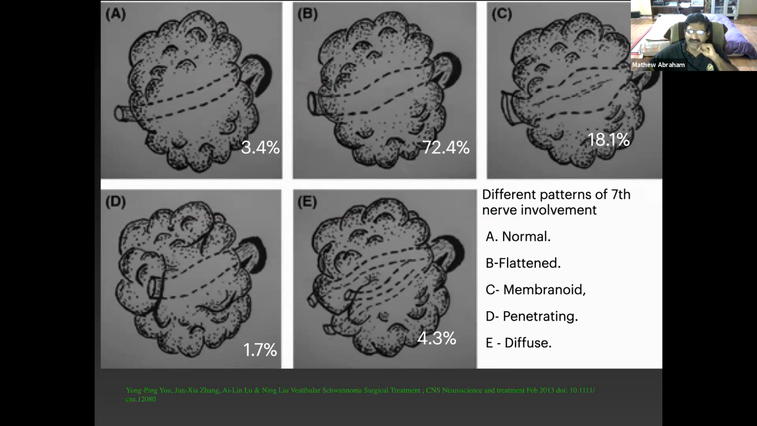You have a penetrating type of seventh nerve here, which is often seen when there are multiple foci from which the tumor is growing, and you may have to leave a portion of the tumor to protect this nerve. And this is the diffuse one, perhaps the most difficult. You may take out the tumor nicely, but you will find that there is no anatomical continuity. So this is perhaps the most tricky one.